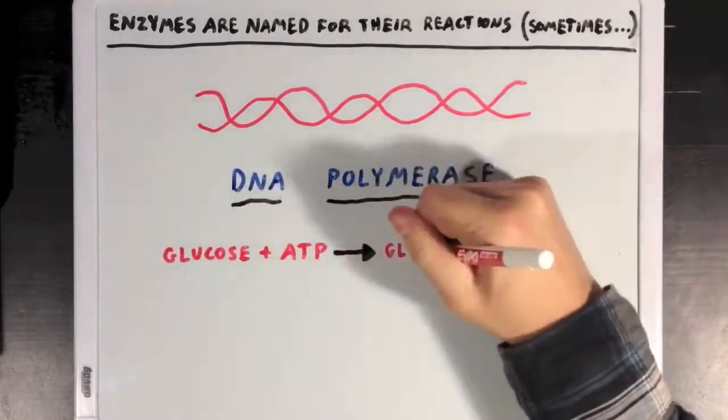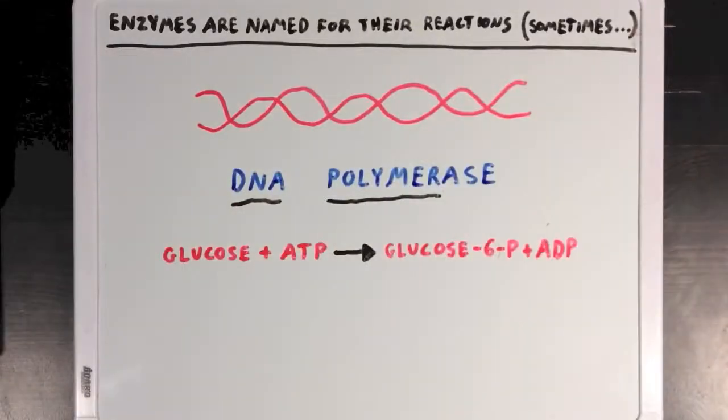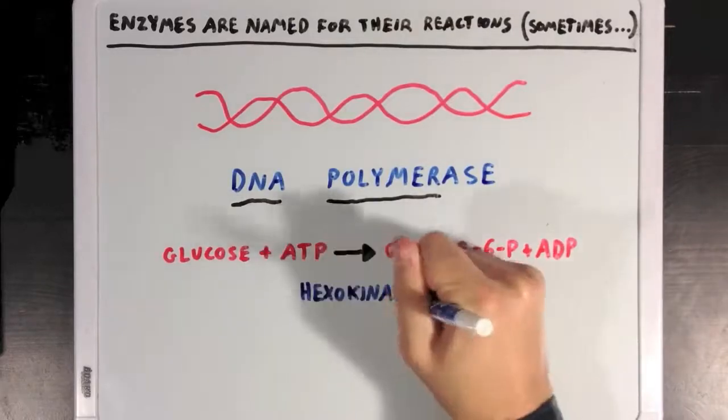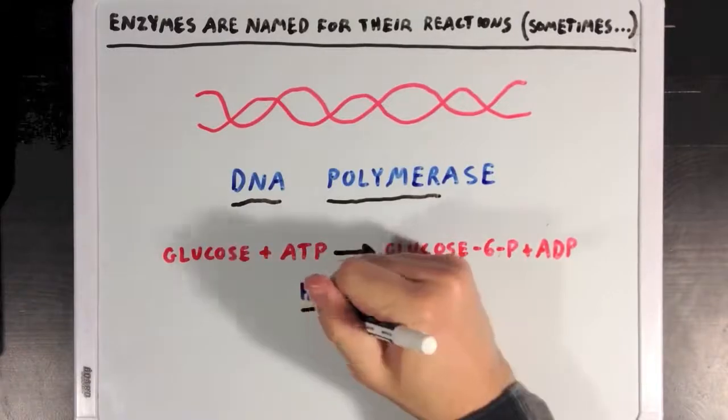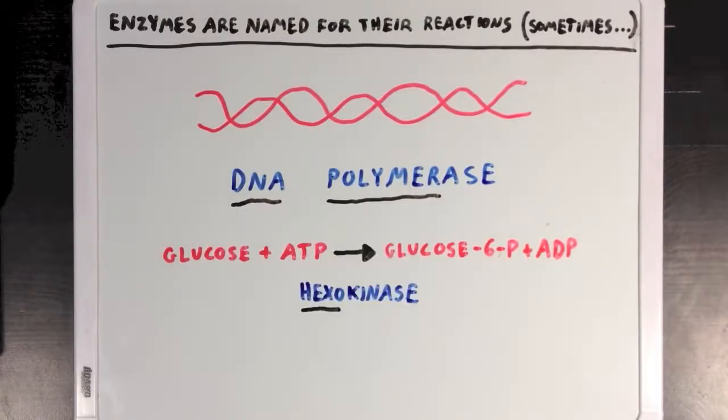Another great example is that the enzyme that catalyzes the first step of glycolysis, which you may remember is the reaction between glucose and ATP to form glucose 6-phosphate and ADP, is called hexokinase. And hexo refers to the number 6, which is a reference to glucose being a 6-carbon sugar, and kinase is a term referring to enzymes that add phosphate functional groups to different substrates. So overall, hexokinase adds phosphates to 6-carbon sugars like glucose.